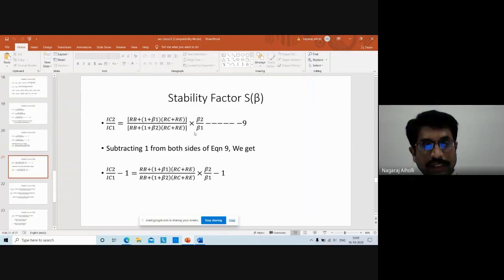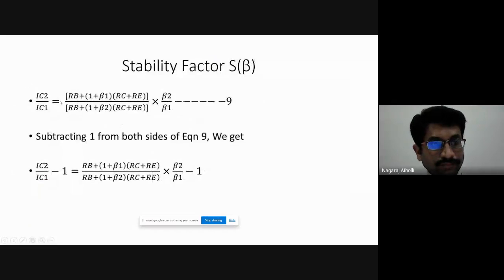RB plus (1 plus beta 2) into (RC plus RE) into beta 1. Take it as equation 9. Next step. What is the next step, students? You have to subtract 1 from both sides of the equation. Yes or no? You have to subtract 1 from both sides of this equation. So if you subtract 1 from both sides of the equation, what do you get?